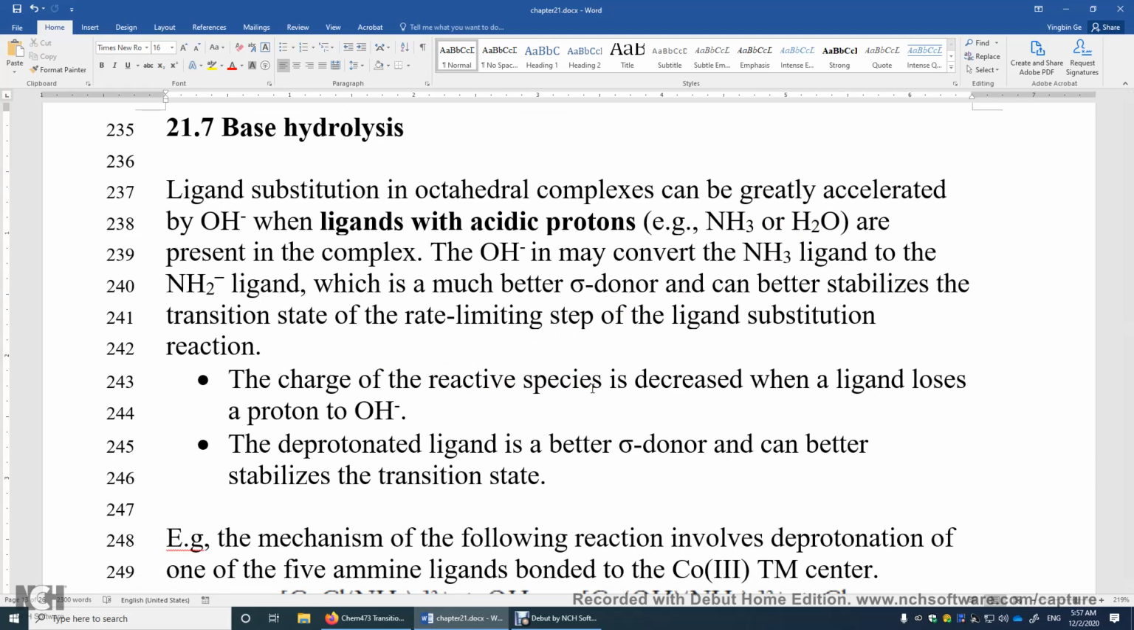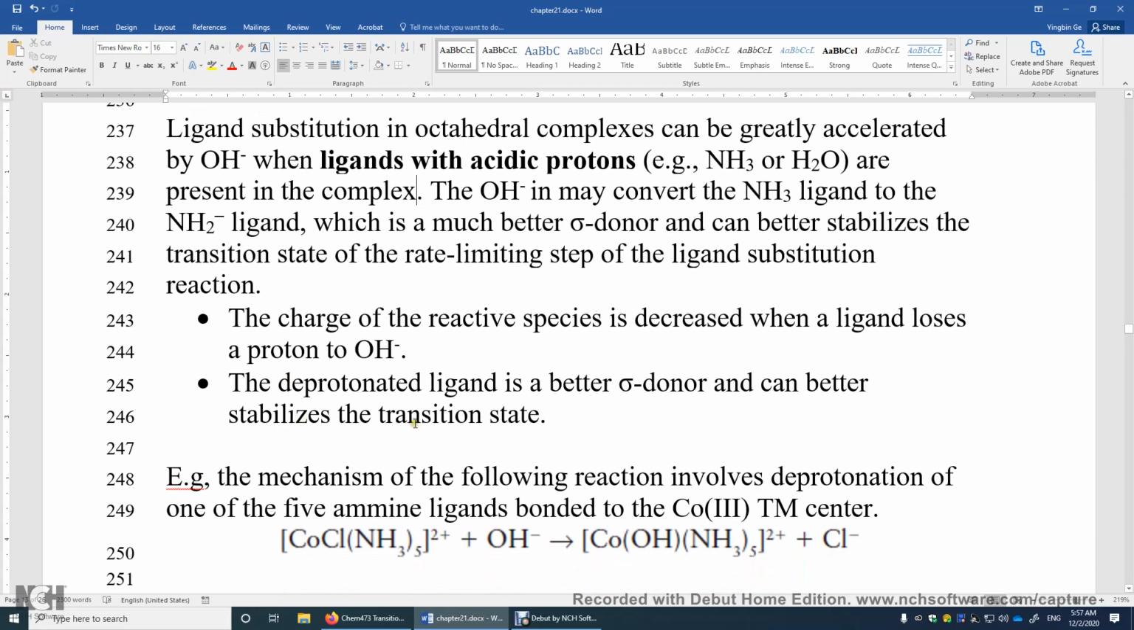When a ligand loses a proton to this hydroxide in the solution, the deprotonated ligand, such as NH2- or OH-, is a better sigma donor than NH3 or water, and thus this deprotonated ligand is able to stabilize the transition state of the rate limiting step of the ligand substitution reaction. Now let's look at one example.